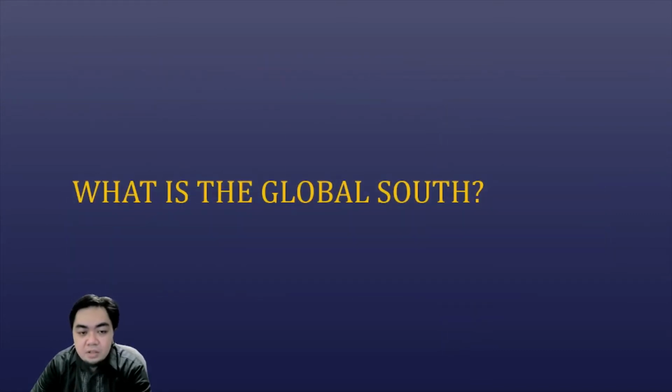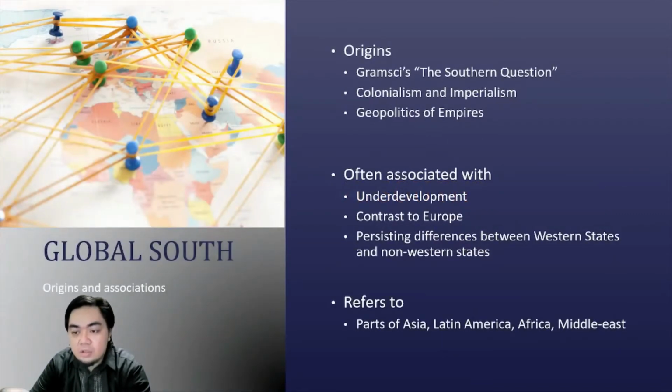Okay, so what is the Global South? Well, in short, the Global South is often associated with underdevelopment, and as such, underdevelopment has many implications as to how we use this concept. Primarily, the Global South may refer to parts of Asia, Latin America, Africa, and the Middle East that were former colonies and have now been labeled as developing countries. And as developing countries, the Global South often has many undertones, not only associated but often used synonymously with it.